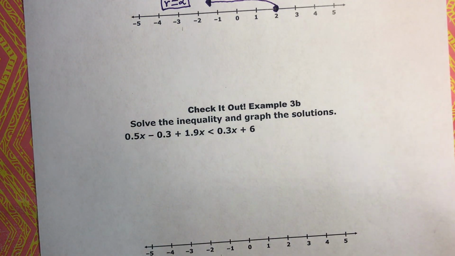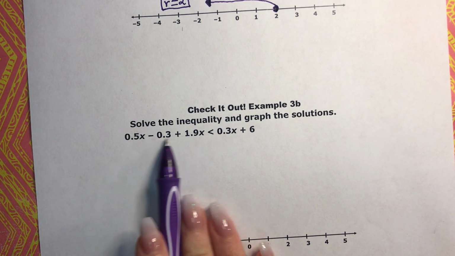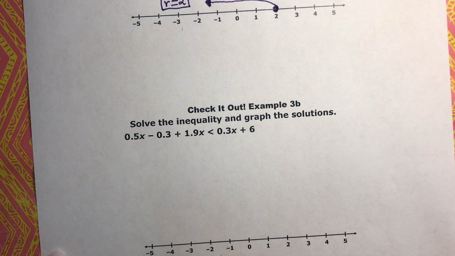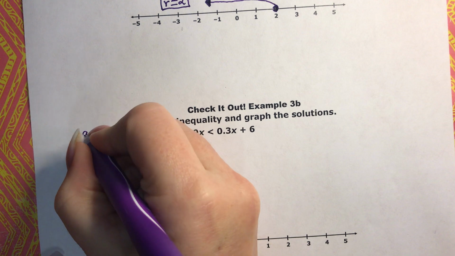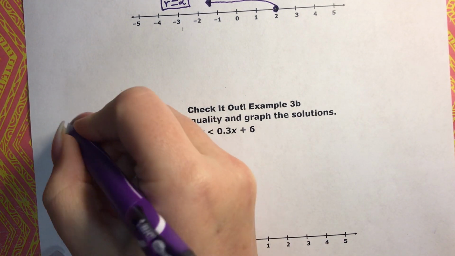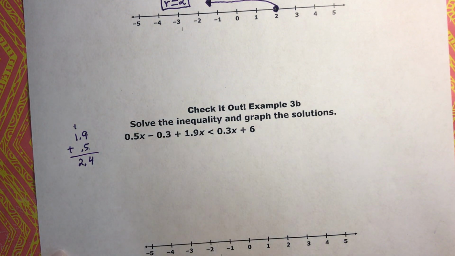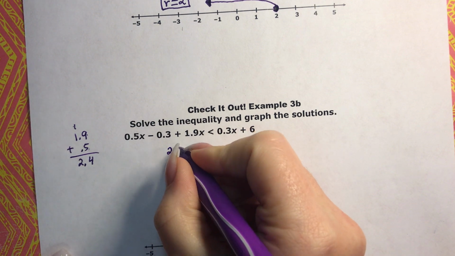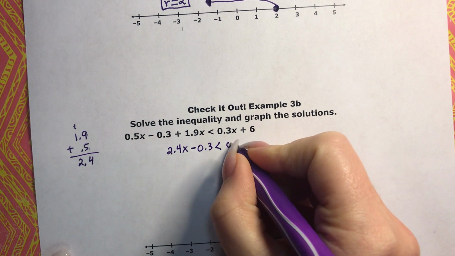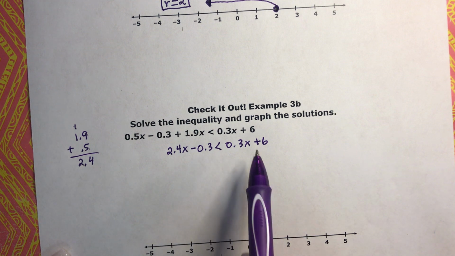Ooh, a lot of decimals. Holy goodness. What we need to do first is simplify this side of the equation. So we actually need to add these two decimals together. 1.9 plus 0.5. 9 plus 5 is 14. Write the 4, carry the 1, bring down the decimal. 1 plus 1 is 2. So that's actually 2.4x. So this ends up being 2.4x minus 0.3 is less than 0.3x plus 6. Now this side of the inequality is simplified, and also this.